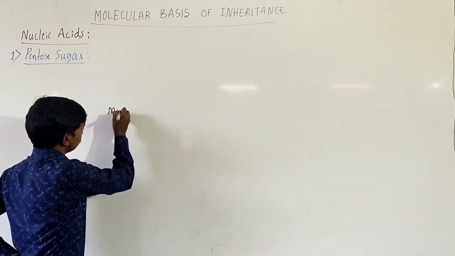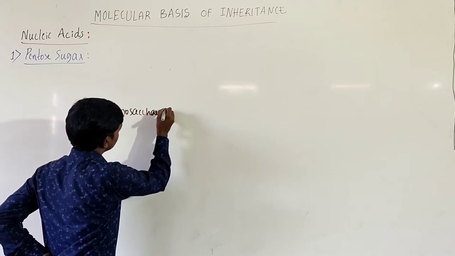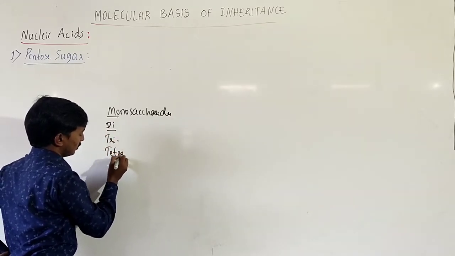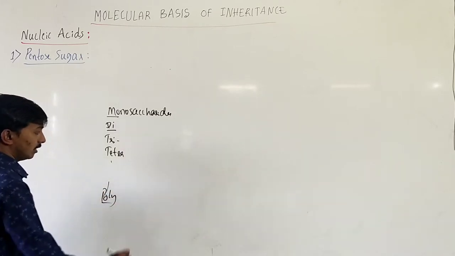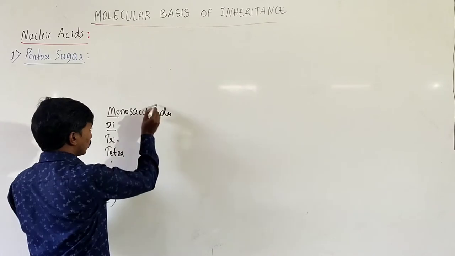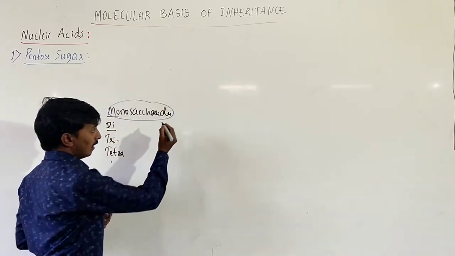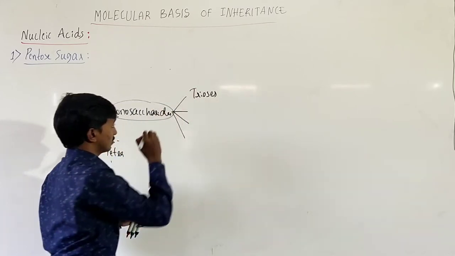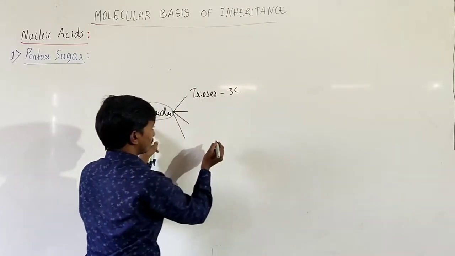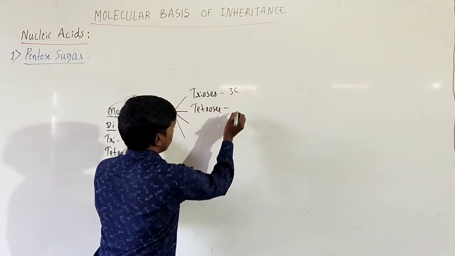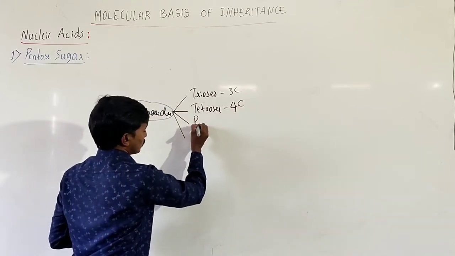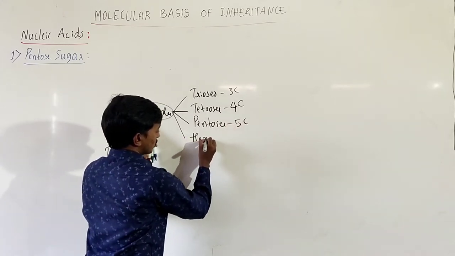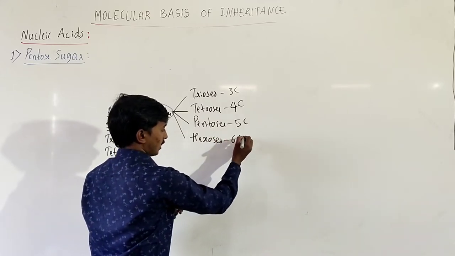monosaccharides, then disaccharides, trisaccharides, tetrasaccharides, pentasaccharides, etc., then polysaccharides. Okay, so here in monosaccharides, depending on the carbon number, there are many types of monosaccharides, such as trioses, that is monosaccharides containing three carbons, then tetroses, monosaccharides containing four carbons, pentoses, that is monosaccharides containing five carbons, then hexoses, monosaccharides containing six carbons, like glucose.